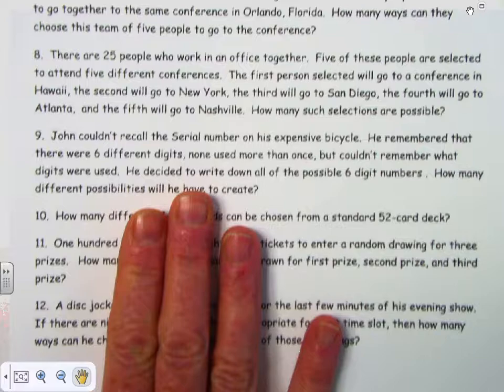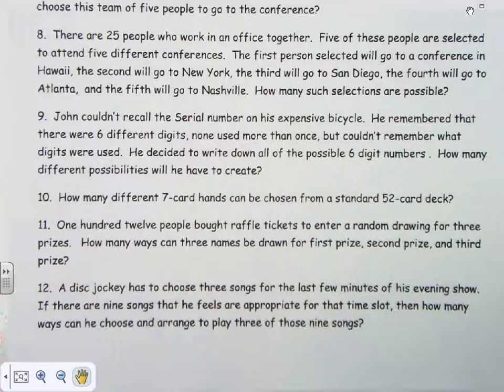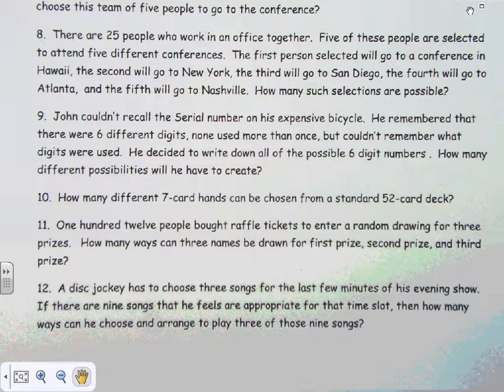On number 9, John has a serial number on his bicycle. There are 6 different digits. Permutation. Okay. Number 10. How many different 7-card hands can be chosen from a standard 52-card deck? Combination. Good job. You're getting the hang of this. 112 people bought a raffle ticket to enter a drawing for 3 prizes. How many ways can the 3 names be drawn for a first, second, and third prize? Permutation.